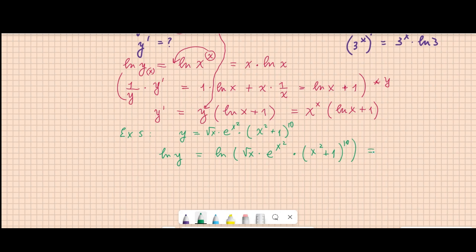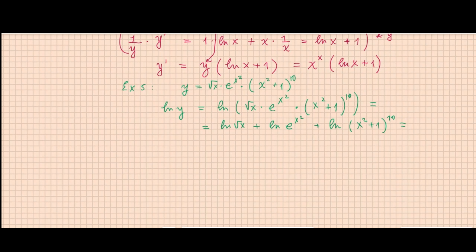We remember by logarithmic rules that the ln of a product is equal to the sum of ln's. So I can actually take ln of the square root of x and ln of e to the power of x squared and add ln of x squared plus 1 to the power of 10. I'm going to continue simplifying this expression using rules of logarithms. Now remember, a square root is a power of 1/2, right? So I'm going to write down 1/2 ln of x.